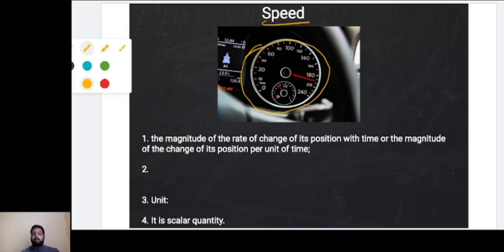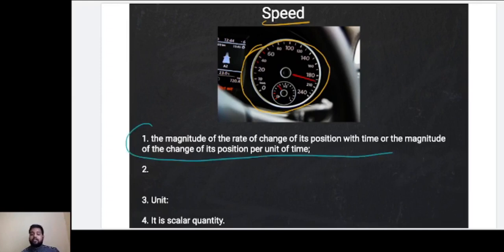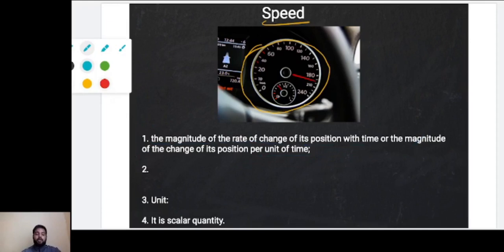This is from your NCERT book; I've taken this definition from there. You can see: speed is the magnitude of the rate of change of its position with time. Now what is the rate of change of position, and what is time? Let's break this definition into parts. What is the change of position?